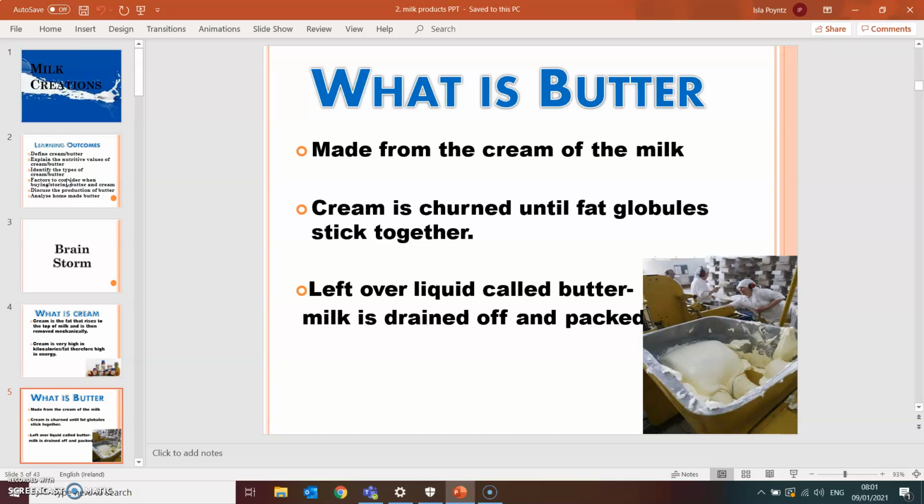So that's something that you just need to be aware of. Really, it's just real butter has cream and salt in it. And there are lots of variations now on real butter for healthier lifestyles. But the real butter is cream and salt.